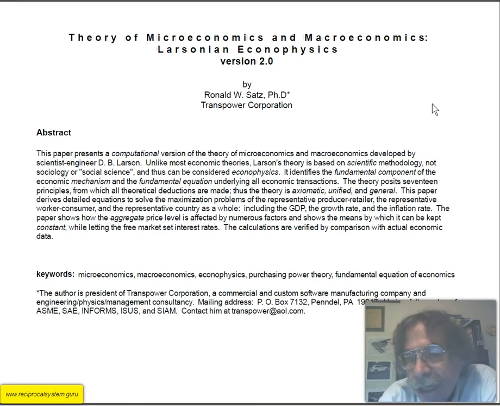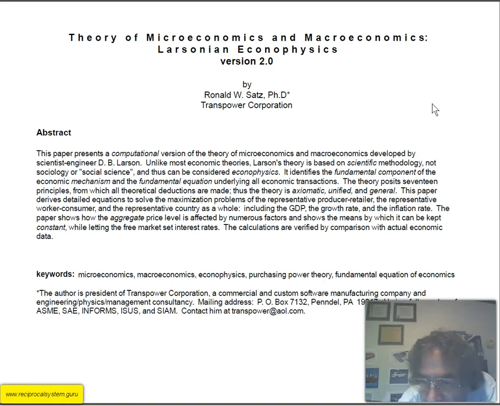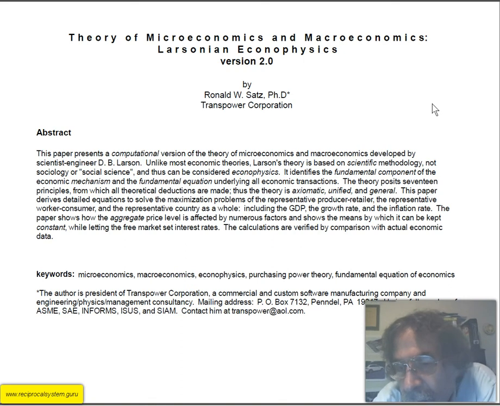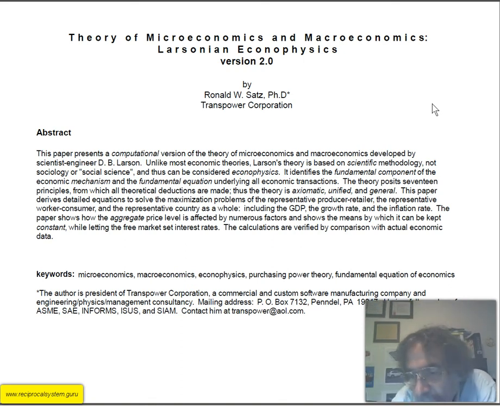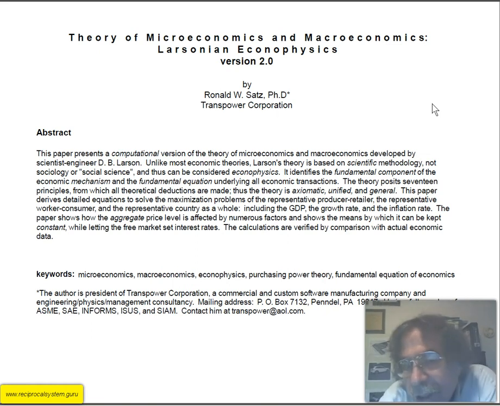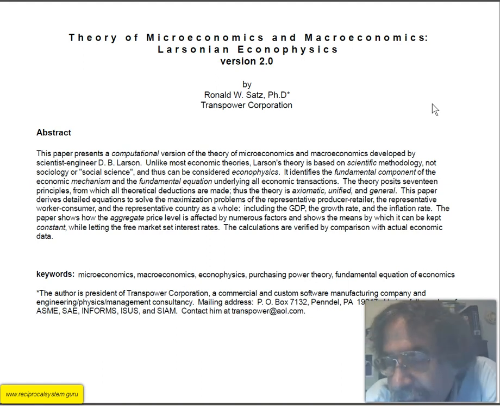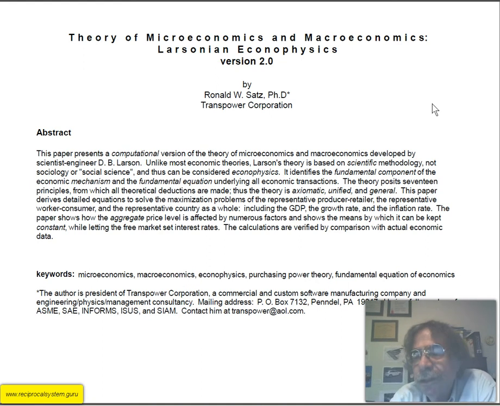This paper presents a computational version of the theory of microeconomics and macroeconomics developed by scientist engineer D.B. Larson. Unlike most economic theories, Larson's theory is based on scientific methodology, not sociology or, quote, social science, and thus can be considered econophysics. It identifies the fundamental component of the economic mechanism and the fundamental equation underlying all economic transactions. The theory posits 17 principles from which all theoretical deductions are made. Thus, the theory is axiomatic, unified, and general.